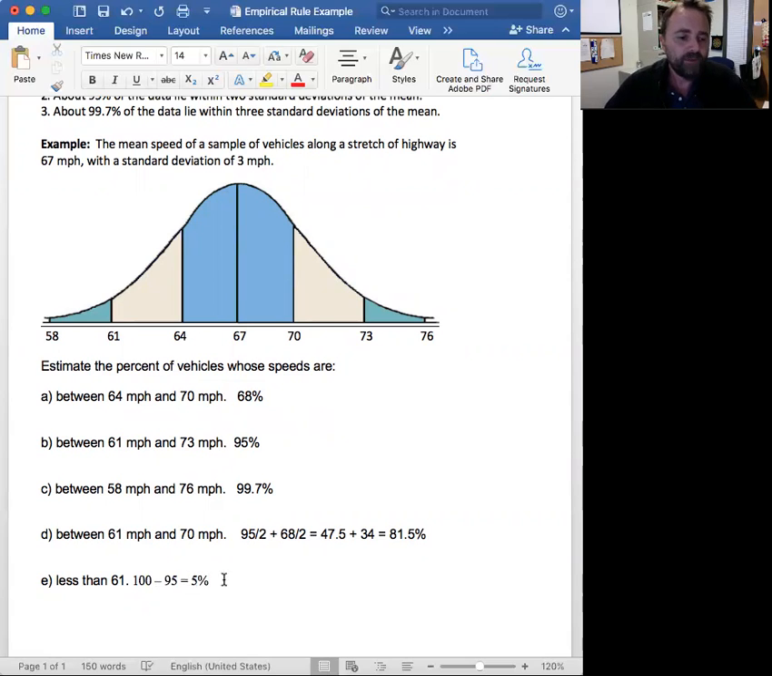Now, what is that 5%? That is the two little tails combined. We don't want both. We just want the less than 61 over here. And since it's symmetric, those two are equal. So I can take that 5% and divide it by 2. Okay, so 5 divided by 2 is 2.5%, and there's my final answer.